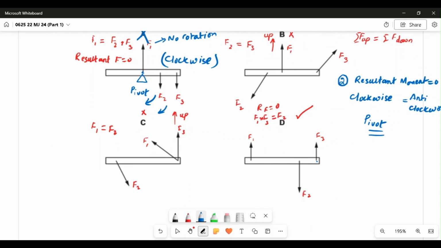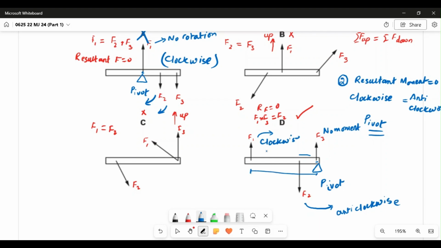So the only option D is left that will surely be our answer, but before that I need to check it. I take F3 as a pivot point. When I take this F3 as a pivot point, F3 has no rotation. F2 will have a rotation that is anti-clockwise, and you can see this distance is small and the force is large, whereas F1 will have a clockwise rotation with a larger distance from here till the pivot and a smaller force.